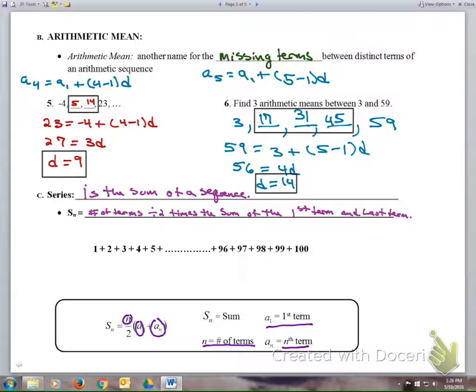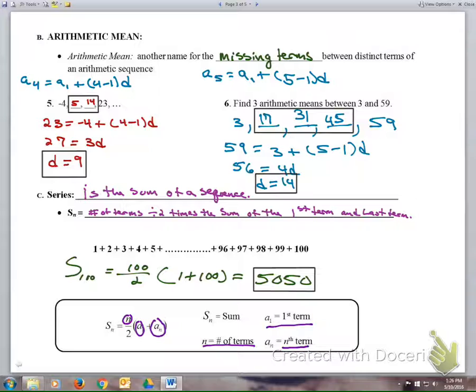So in this sequence here, if we want to find the sum, there's going to be 100 terms because it goes from 1 to 100. So that's the amount of terms. So n is 100, divided by 2 times the first term, which is 1, plus the last term, which is 100. And when you calculate that, you get 5,050.